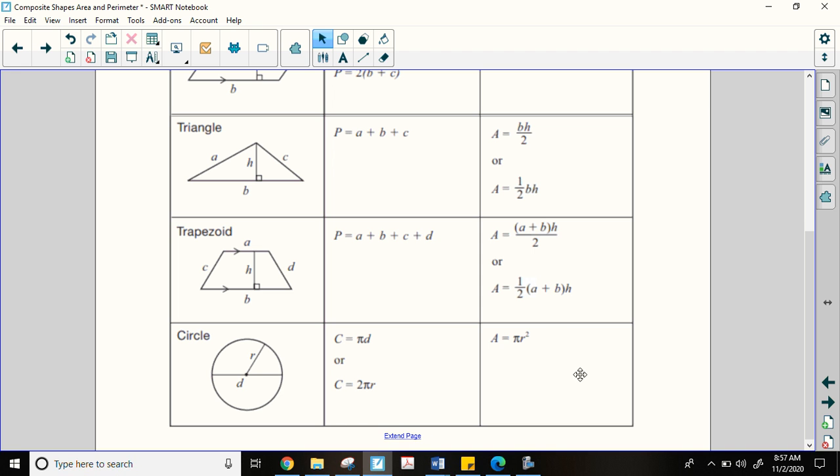And then for circle area, that's the other reason I like using this equation, is because if I know what the radius is, I can easily apply it to my area equation, because the area equation for a circle is pi r squared. So it's always important to know what the radius is. That's why I use that one.